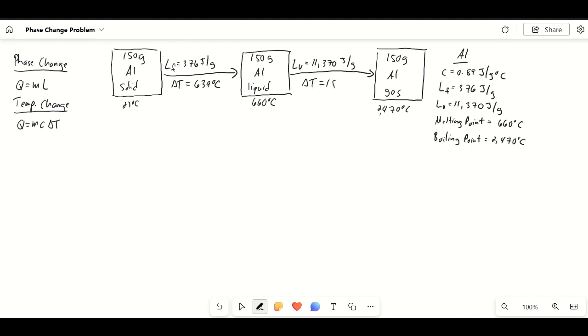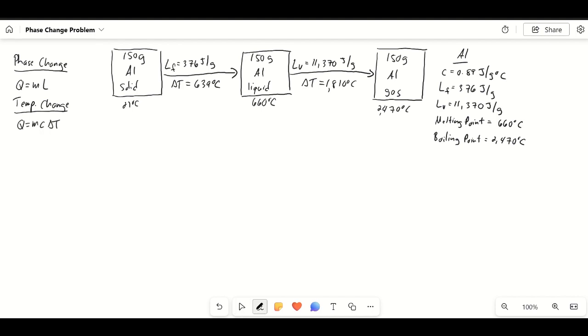We have another change in temperature of 1,810 degrees Celsius. So anytime we have our LF, we're using this equation, and we have our LV, we're using this equation, and anytime we have our delta T, we use our temperature change equation. And then ultimately we have to add all those heats together.